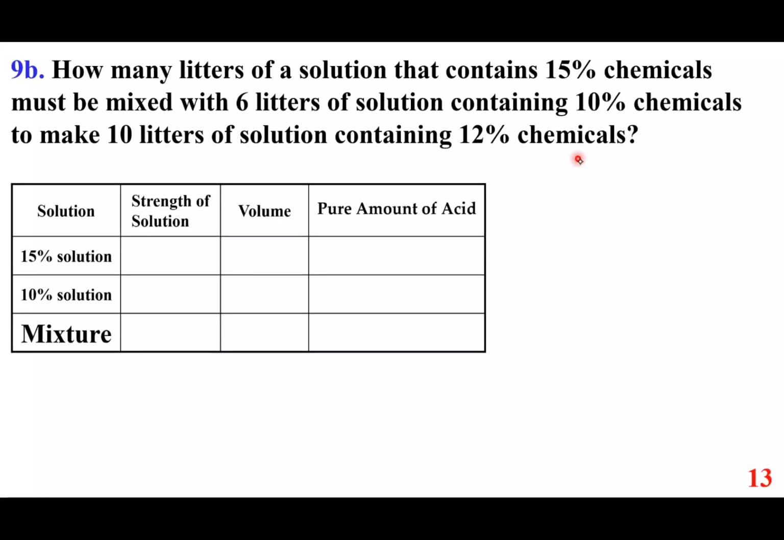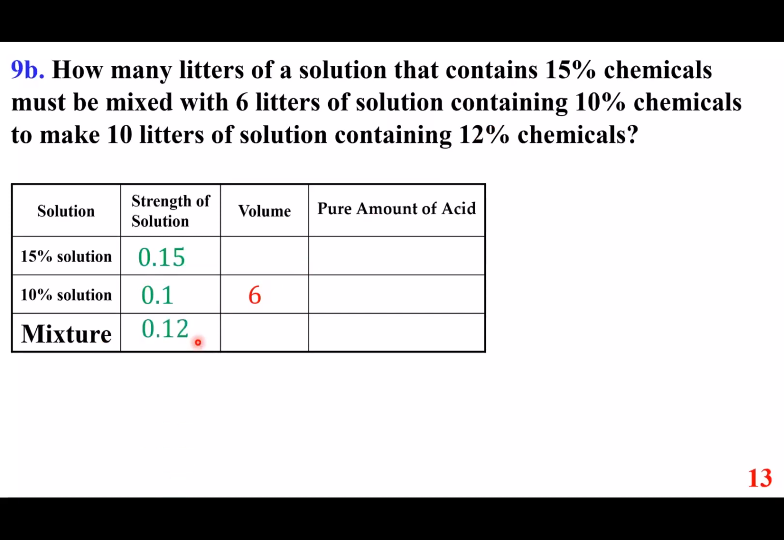So what are we mixing? We are mixing 15% and 10%. So that's 0.15, that's 0.1. To get a mixture, which is 12% or 0.12. So this is 0.15. And by the way, if you want to go with the numbers, we have 6 liters of 10%. 10% is 0.1. And the mixture will be 12%.